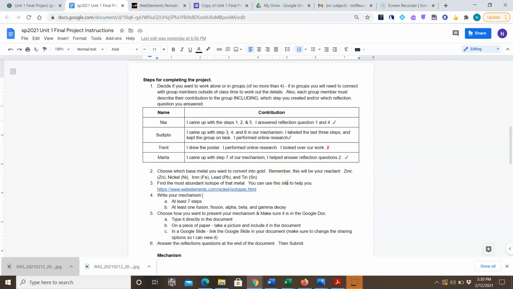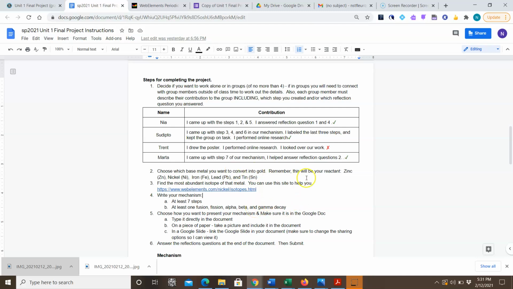Now, there are also reactions, remember we talked about transmutation, where a nuclear reaction is taking place, but it doesn't classify as fusion, fission, alpha, beta, or gamma decay. It's just transmutation. So you could have things like that as well, but you have to have at least one of the 5 types of reactions we studied.